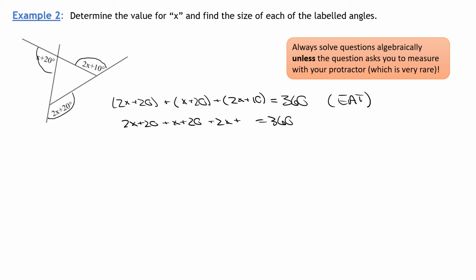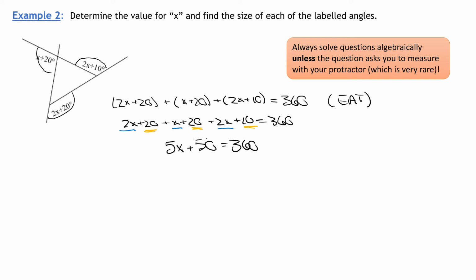We're going to collect our like terms. Here's a 2x, here's an x, here's a 2x. What have we got for x's? We got 5 x's there. And before we move things across the equal sign, let's just collect the constants. There's a 20, there's a 20, and there's a 10. Now you could go ahead and subtract them from the other side. You don't have to follow the exact same format I'm doing. That's a 50. And that's equal to 360.